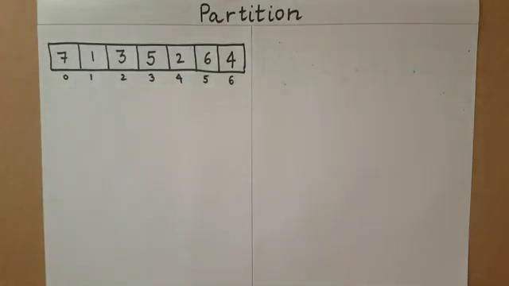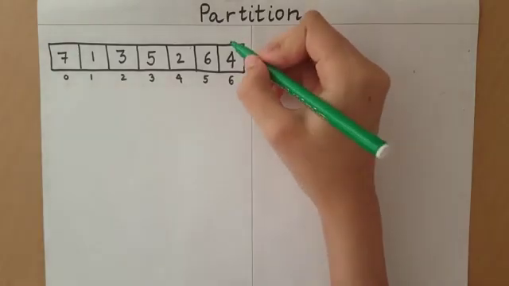The first step of the partition algorithm is to choose a pivot. This pivot can be chosen as any element of the array, but for convenience sake, let us choose the pivot as the last element of the array. In this case, our pivot is 4.